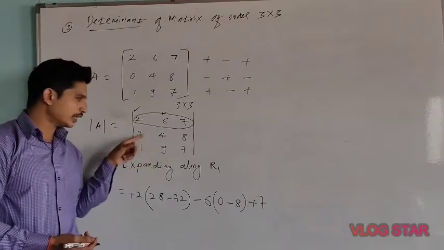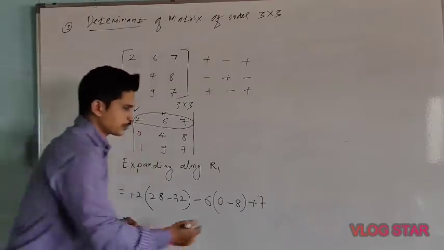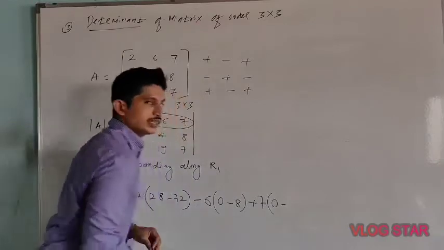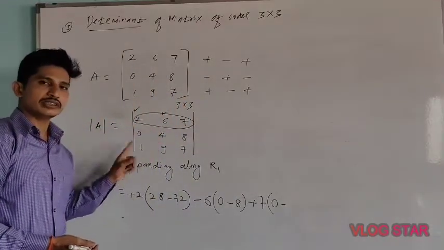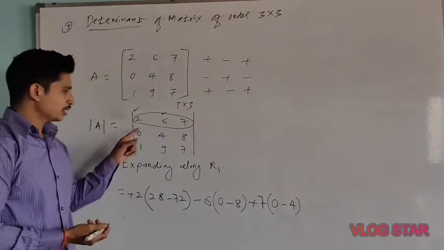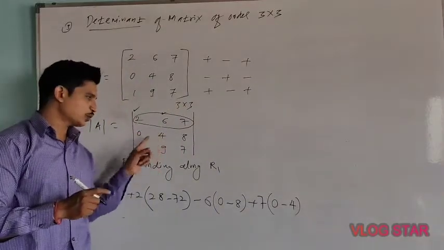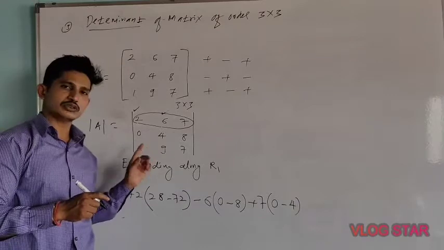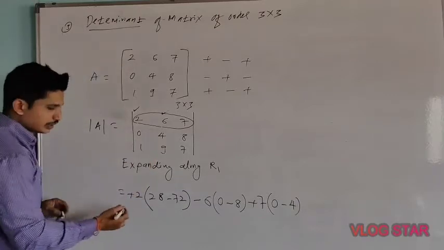Now multiply again. 0 into 9 is 0. Minus, okay, 4 into 1 is 4. So 0 into 9 is 0 and 4 into 1 is 4. 0 minus 4. Okay. Now let's solve this here.